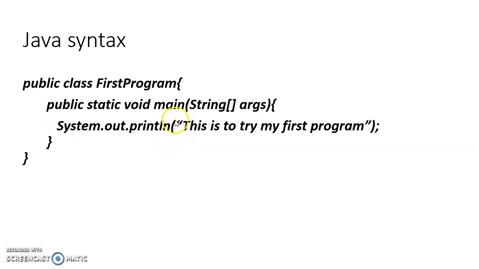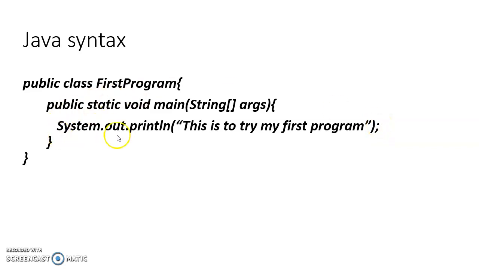Now, you use this symbol, open parenthesis, close parenthesis, and then you have this quotation mark. Whatever message you want to display on the screen, you put inside the quotation marks. And at the end of the statement, you have this semicolon. Semicolon in Java is like the period in a sentence. It separates this statement from the other statements. So this is the end of the statement.